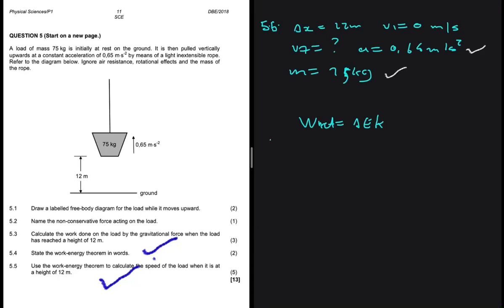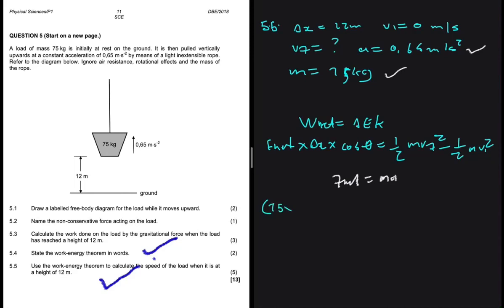So for work net, we can put F net multiplied by delta x multiplied by cos of theta being equal to a half m vf squared minus a half m vi squared. So what is F net? We've already established that F net is equal to ma. So in place of F net, we can just put that the mass of the object is 75, and then the acceleration is 0.65. Delta x, we know fully well that it is 12, and then cos of theta.